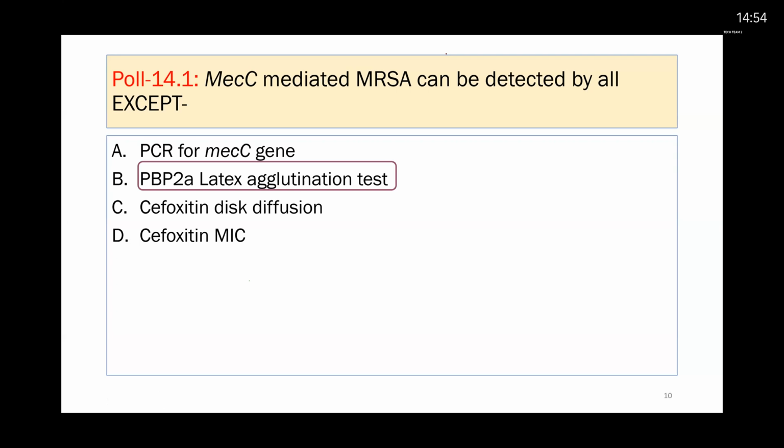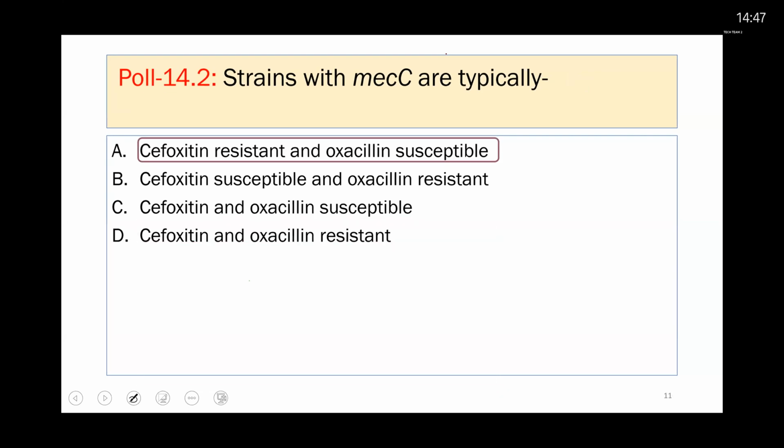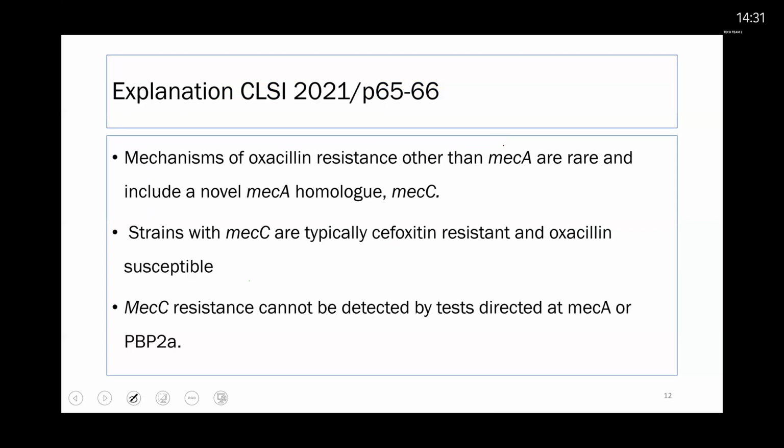So for mecA-mediated strains, we usually get cefoxitin as resistant, but the oxacillin can be susceptible. Okay, we'll come to the explanation of both the things. So basically, till now we were discussing penicillin susceptibility. What about susceptibility to other beta lactams?